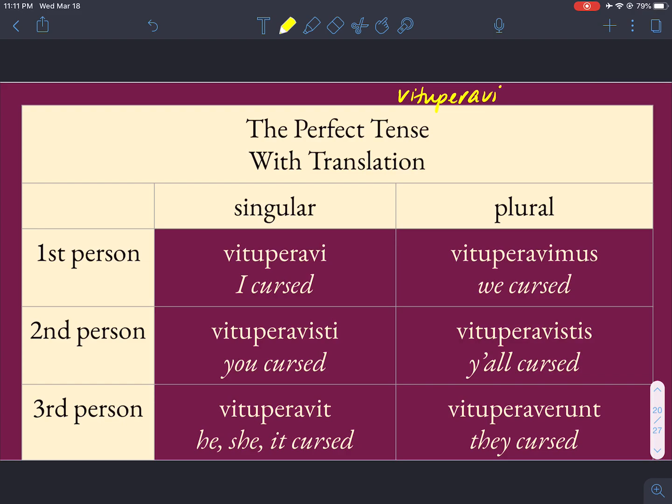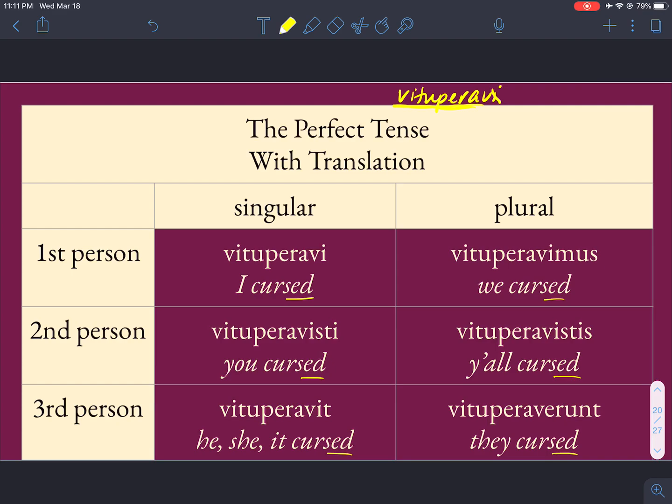Vituperavi. Get rid of the I, and you've got your stem here. Okay, so vituperavi, I cursed. Vituperavisti, you cursed. Vituperavit, he, she, it cursed. Vituperavimus, we cursed. Vituperavistis, y'all cursed. And vituperaverunt, they cursed. This one's kind of a mouthful to say.